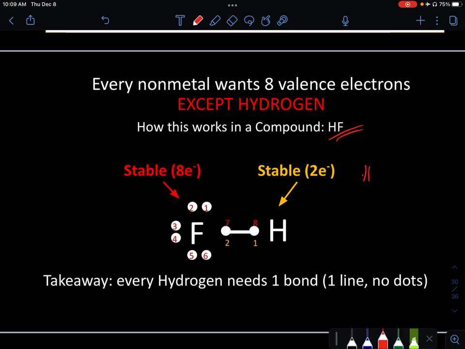So, when we look at hydrogen, hydrogen is going to have 1 dot on it. Fluorine will have 1, 2, 3, 4. Oh, let me do that the right way. 1, 2, 3, 4, 5, 6, 7. All right. So what you're seeing here is just the 1, the 2, the 3, the 4, the 5, the 6, and the 7. Okay.